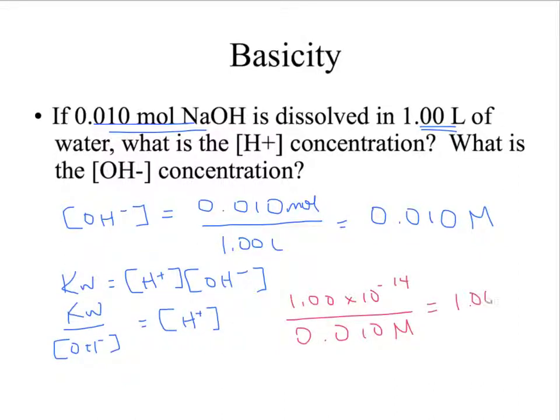You calculate this out, you get 1.00 times 10 to the negative 12th, and that would be molarity. This is equal to the concentration of hydroxide ions. Oh, nope, it's not equal to hydroxide ions. It's equal to H plus.